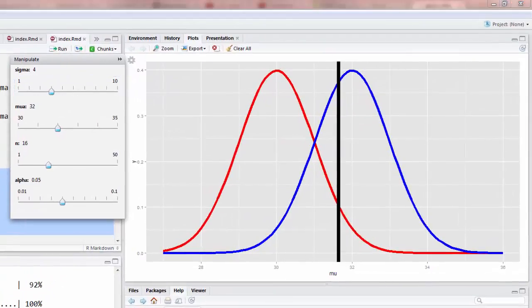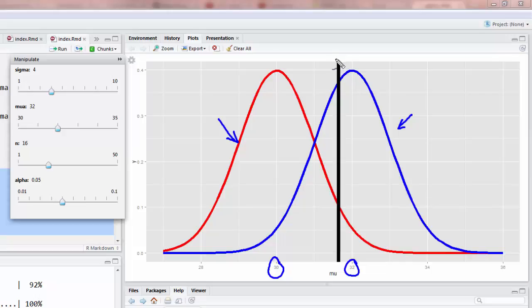Let me first describe these two plots before we start using the manipulate function. Currently, the parameters are set at the values we used in the previous calculations. Sigma was 4, mu a was 32, n was 16, and alpha was 5%. So what this plot is saying is, under the null hypothesis, here's the distribution of our sample mean. It's centered at 30, and it has a variance of sigma squared over n. Under the alternative, it's centered at 32, and it has a variance of sigma squared over n.